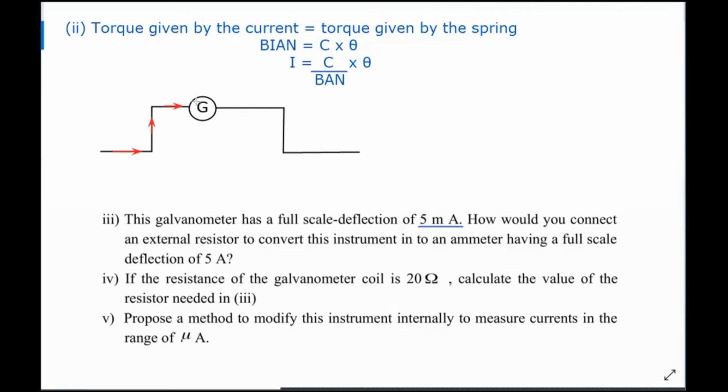Five ampere means how many milliamperes? You know it, right? Good. Now, what do we do? We give the entire current directly to the galvanometer. 5 ampere means 5,000 milliampere. Then what will happen?